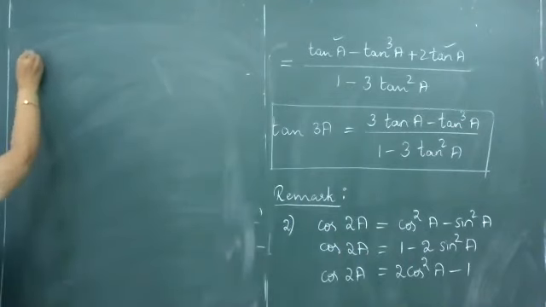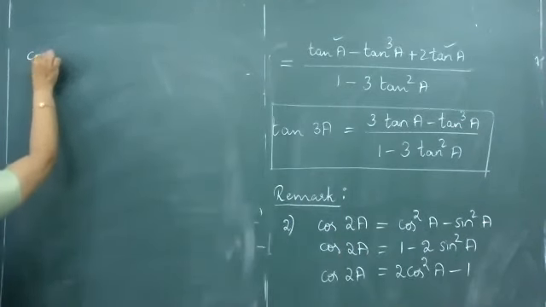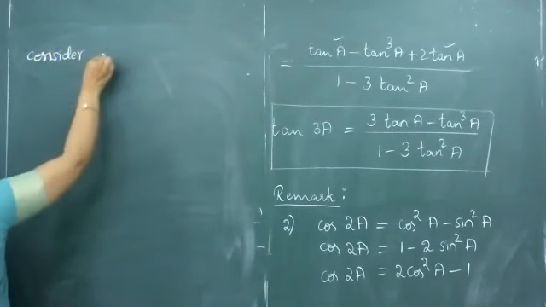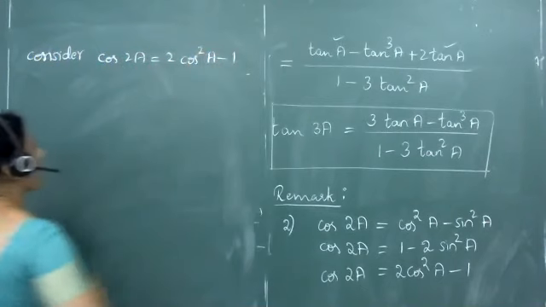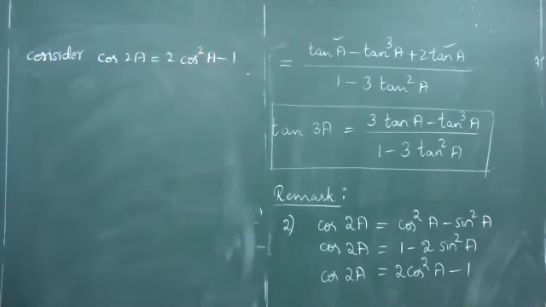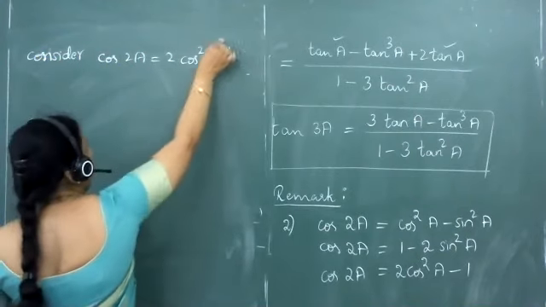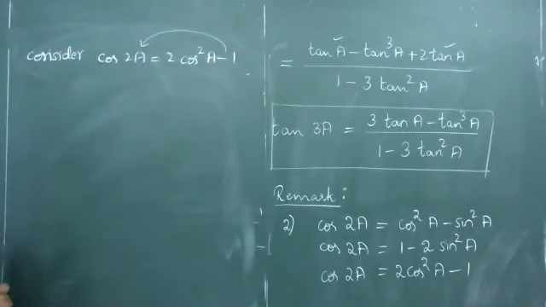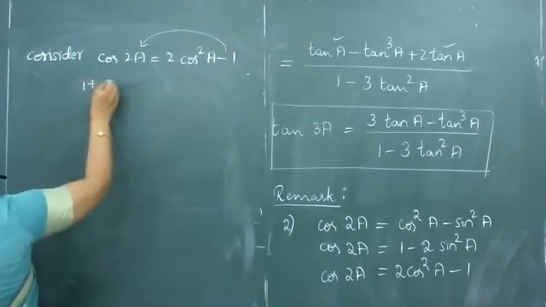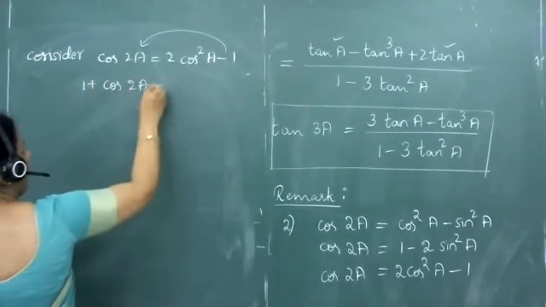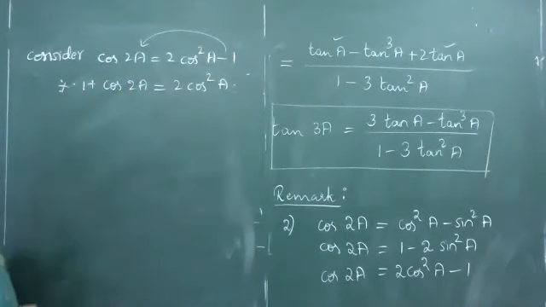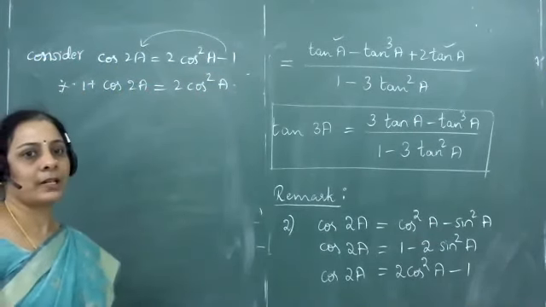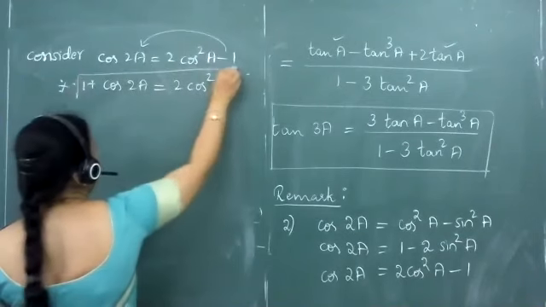deductions. So, let us consider cos 2a, which is equal to 2 cos squared a minus 1. The last formula is chosen now. Cos 2a, which is equal to 2 cos squared a minus 1. Now I shall be transposing minus 1 to the LHS, which gives me 1 plus cos 2a as equal to 2 cos squared a. This will be important for us. 1 plus cos 2a, we shall remember that as 2 cos squared a.